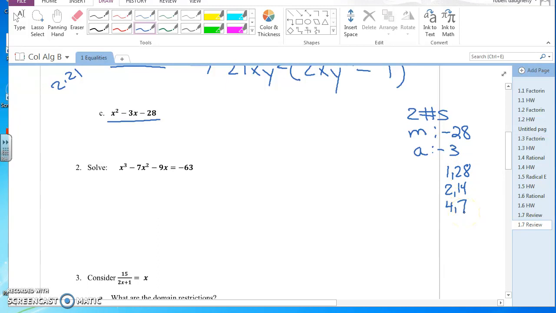So the only way to combine those numbers to get a negative 3 is when you have a negative 7 and a positive 4. Those numbers multiply to negative 28 and add to negative 3. So my answer is x plus 4, x minus 7. You can check your answer by FOIL and putting that all back together. So that's problem 1.